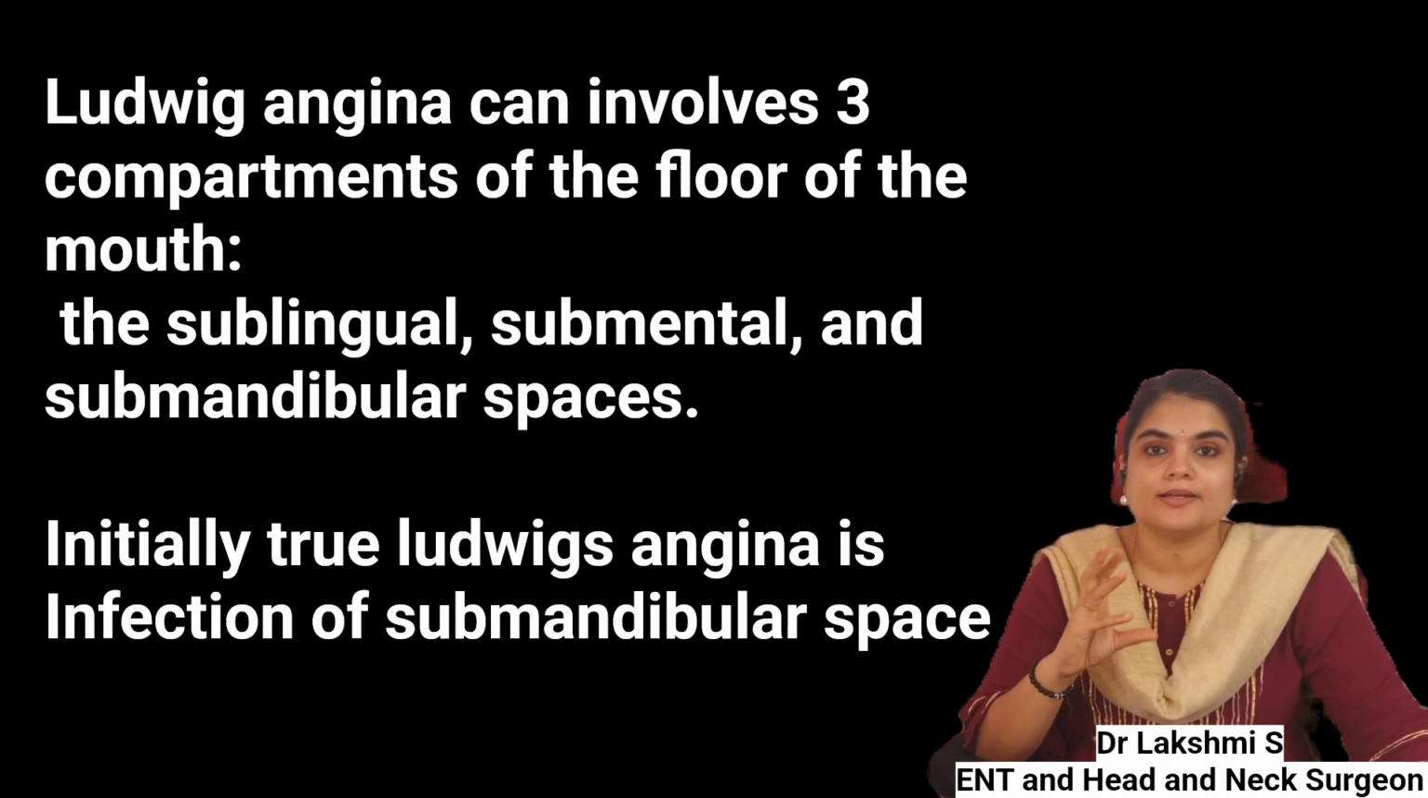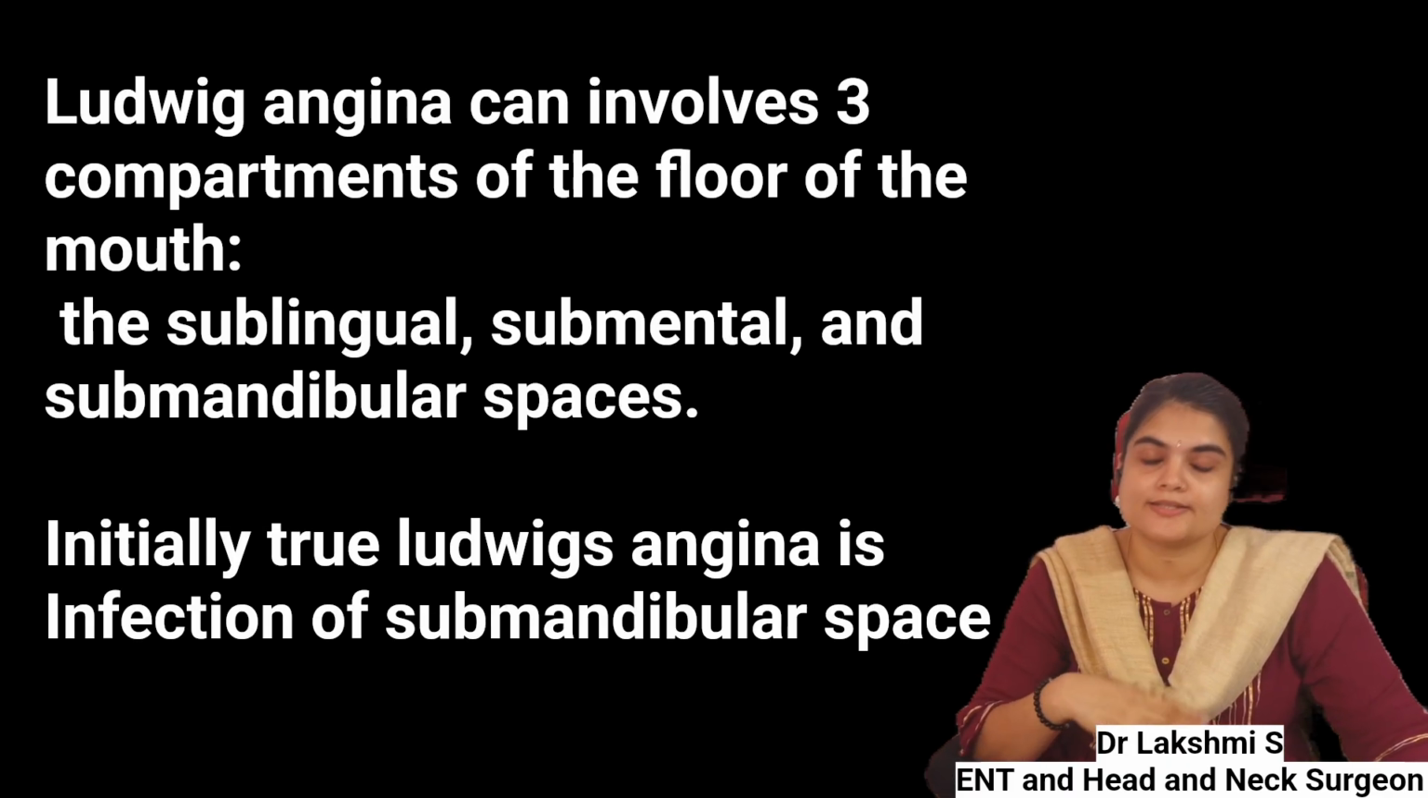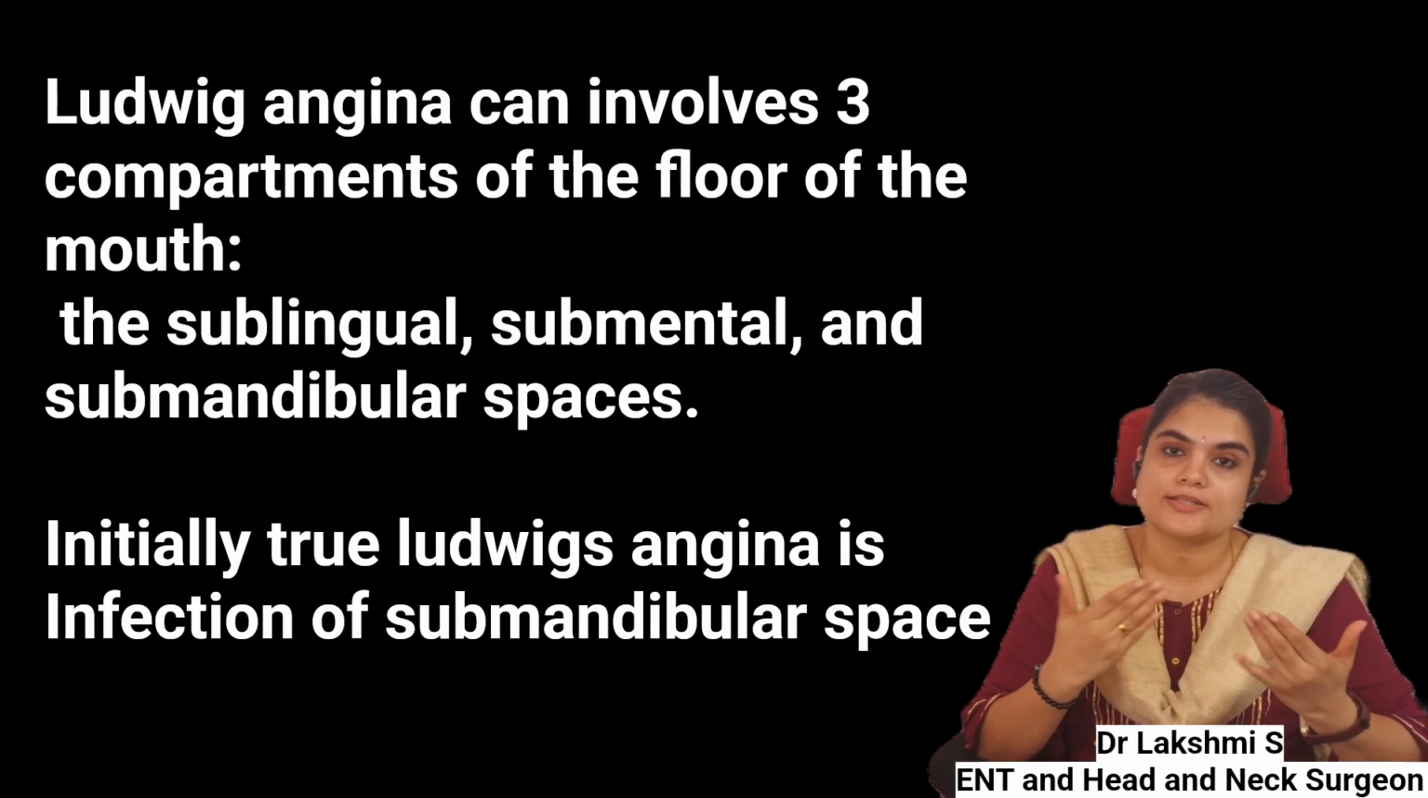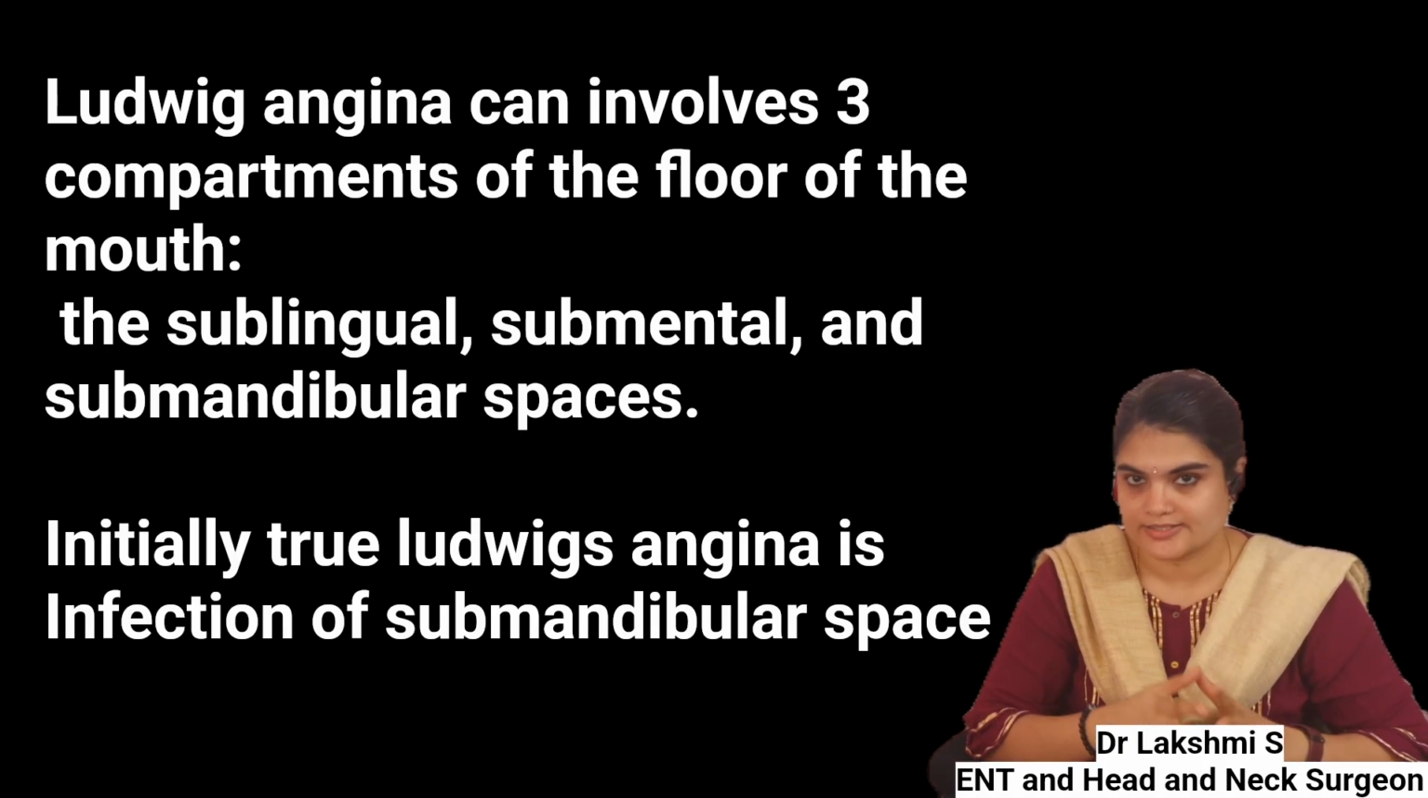Because with this space, the pus can spread via the muscular planes and it can involve the epiglottis, larynx, parapharyngeal space, retropharyngeal space, etc. True Ludwig's angina is described as the infection of the submandibular space, but Ludwig's angina can also involve the submandibular, sublingual, and submental space.